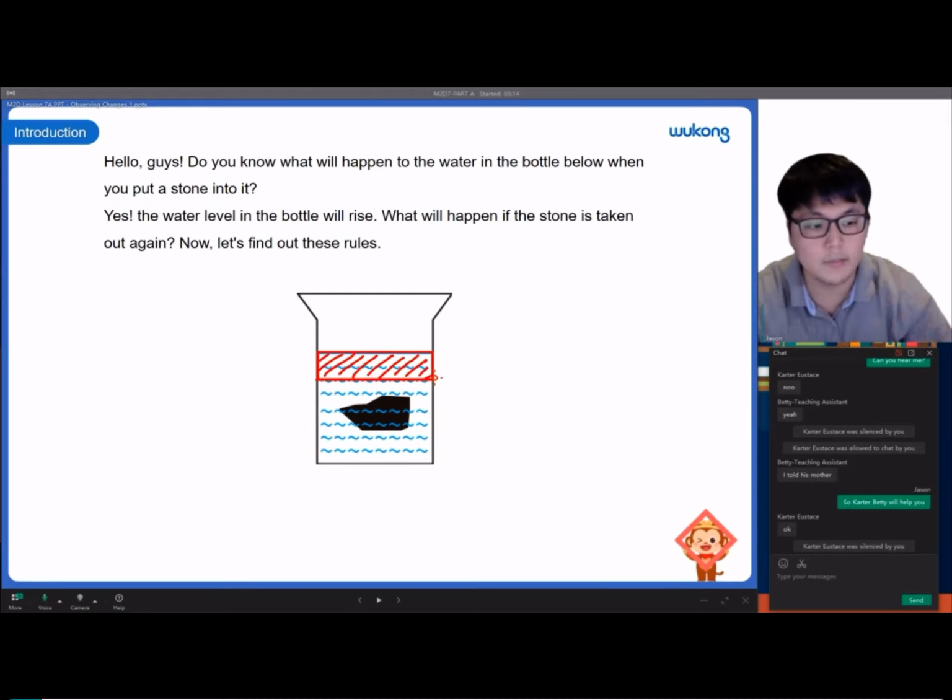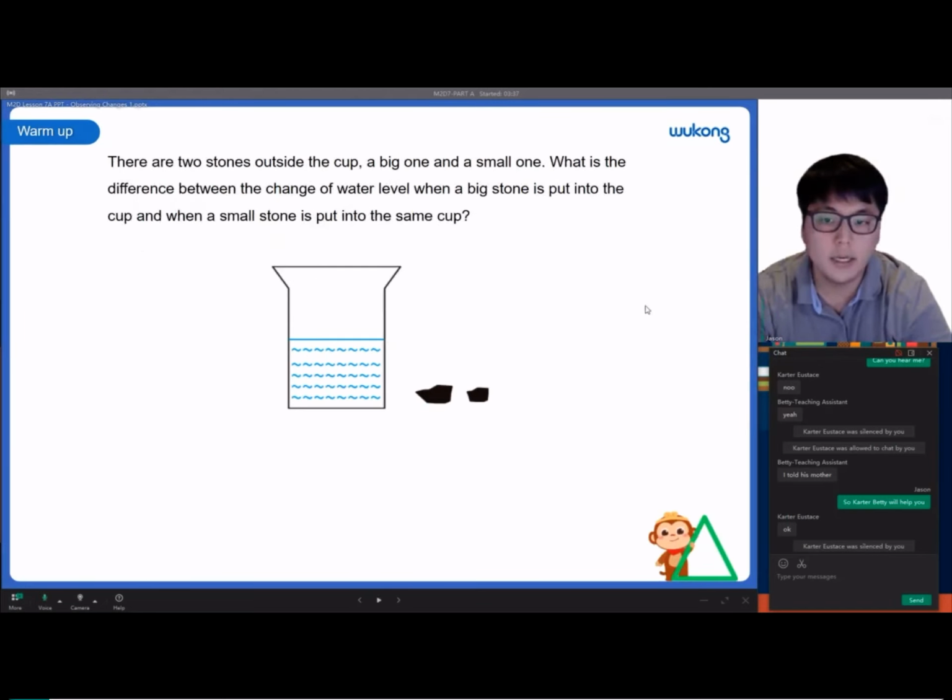So now, what happens if you take it out again? If you take it out again, you can see that the water level is back to the original water level. So if you put a rock inside the water bottle, the water level goes up, and if you take it out, it goes down again. All right? So now let's have a look at some questions.